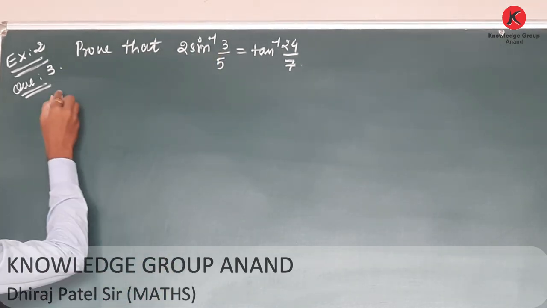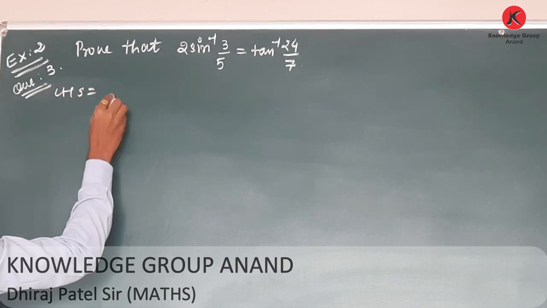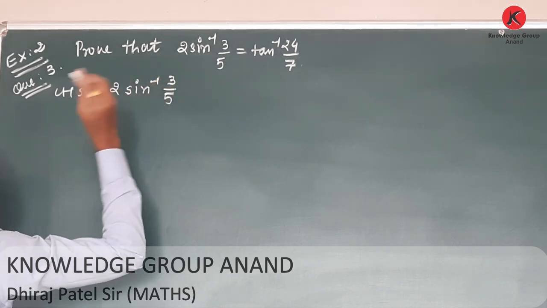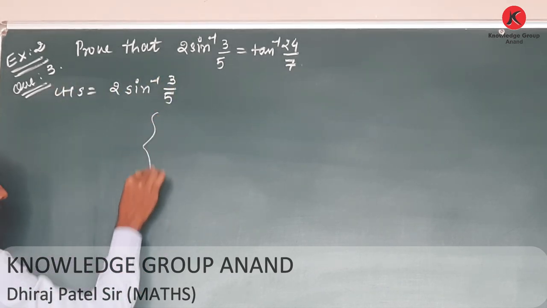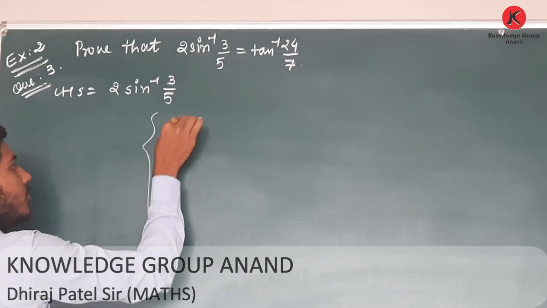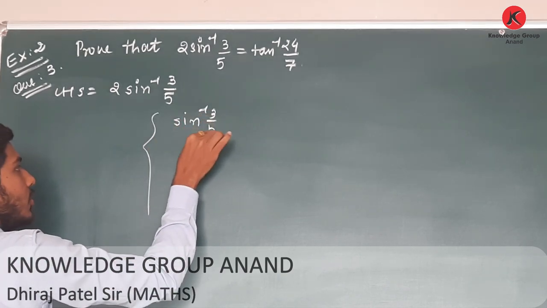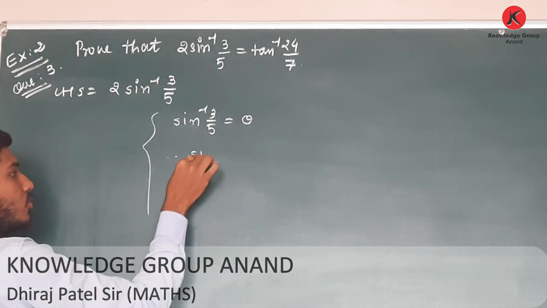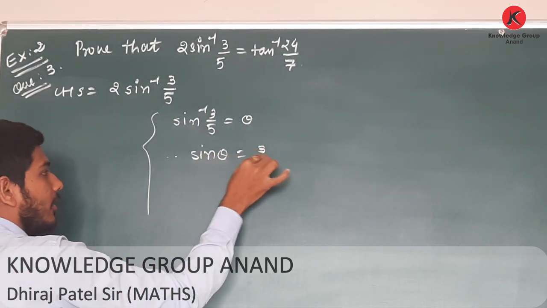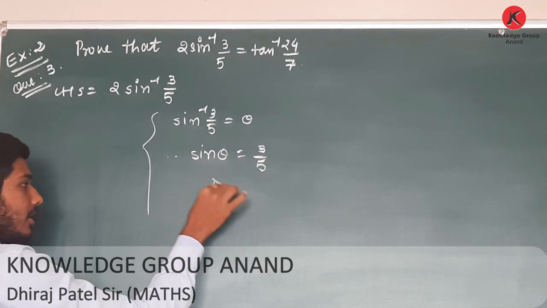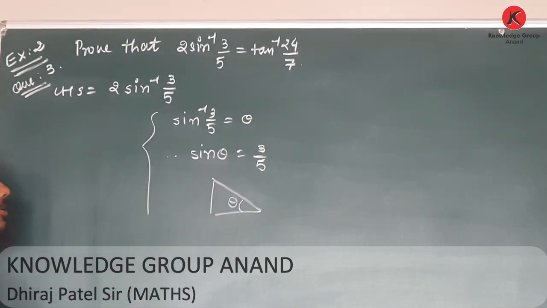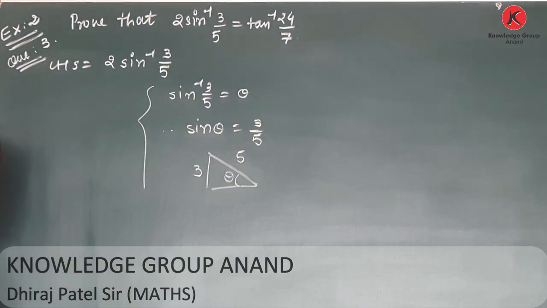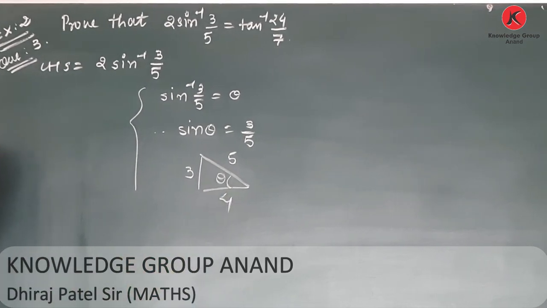Let us start from the left hand side. Left hand side equals 2 sin inverse 3 by 5. Let us convert sin inverse 3 by 5 into tan inverse. So sin inverse 3 by 5 equals theta. Therefore sin theta equals 3 by 5. Consider a right angle triangle with angle theta over here. Sin theta is opposite side upon hypotenuse. What is the adjacent side? 4.